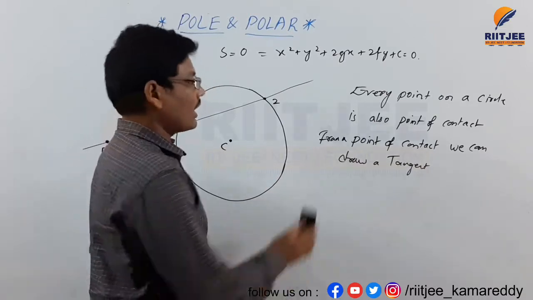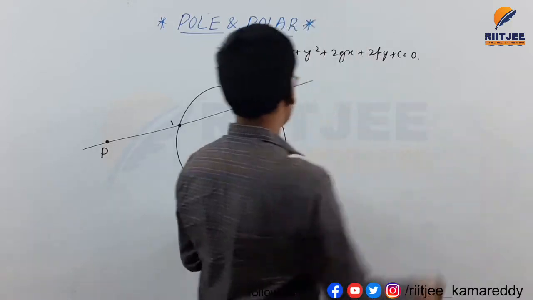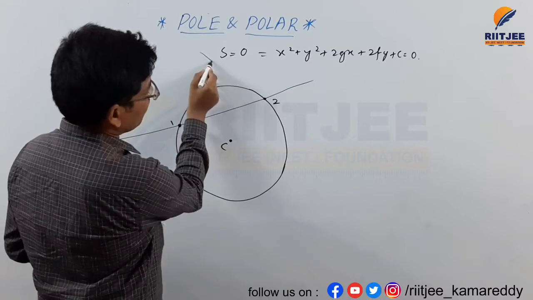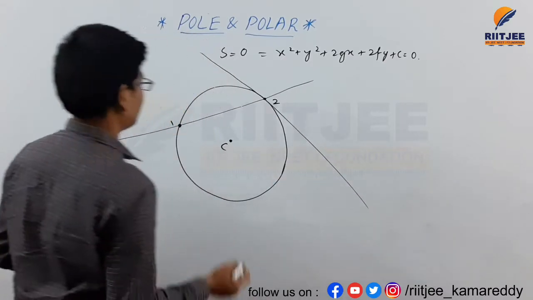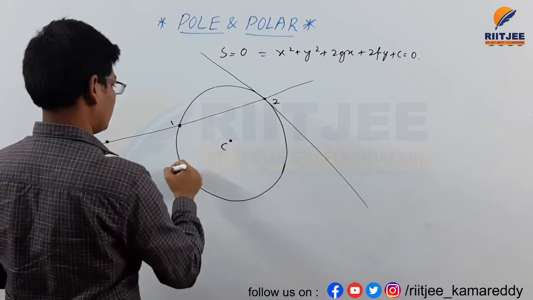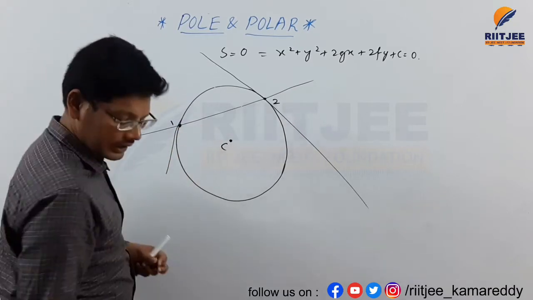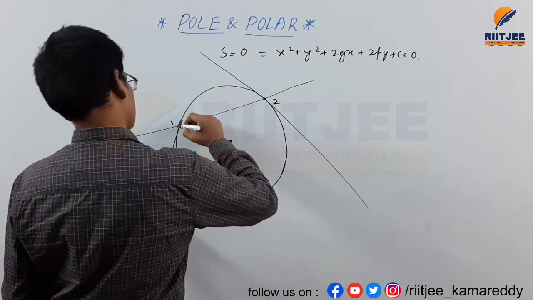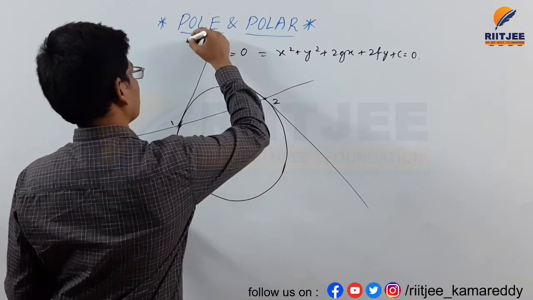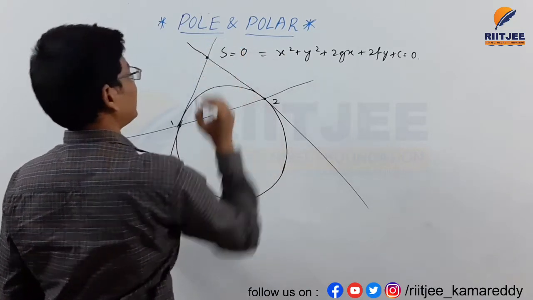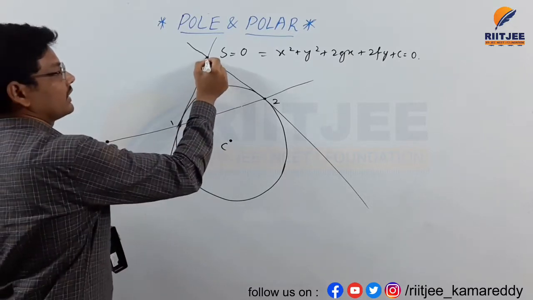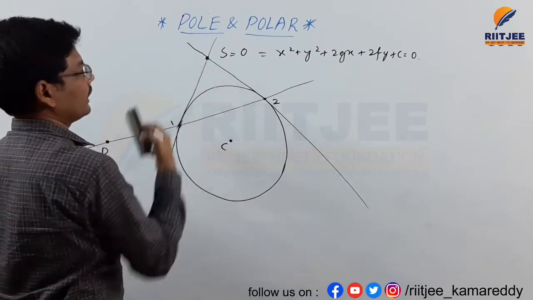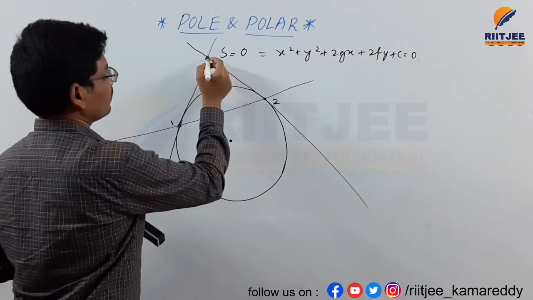And observe clearly, from these 2 points, 1 and 2, I am drawing tangent lines. Here also I am drawing a tangent line. Here is an intersecting point. I am considering this intersecting point denoted by I.